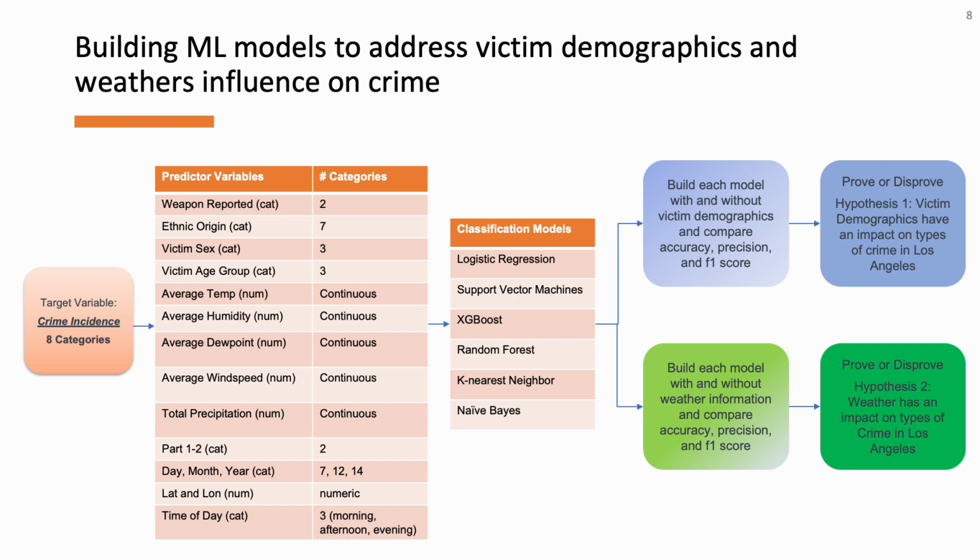To determine if demographic and weather variables have an impact on crime, the course of action we are taking is to build each model both with and without these variables and determine the difference in model performance. We can then prove or disprove each hypothesis depending on whether model performance is affected when the separate models are built.